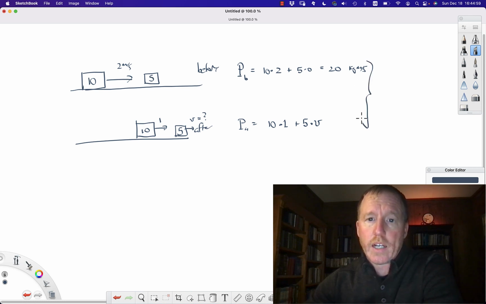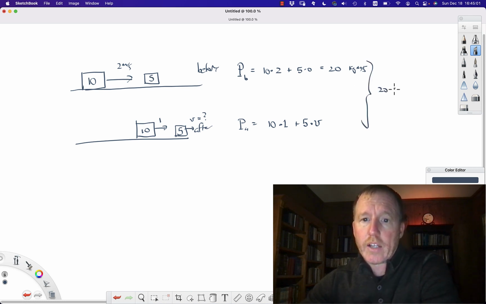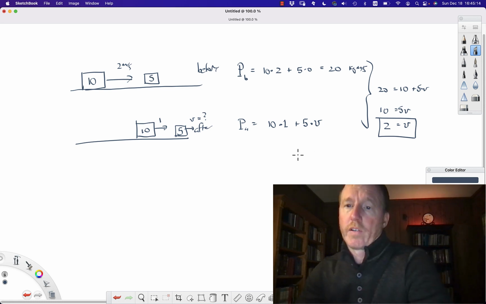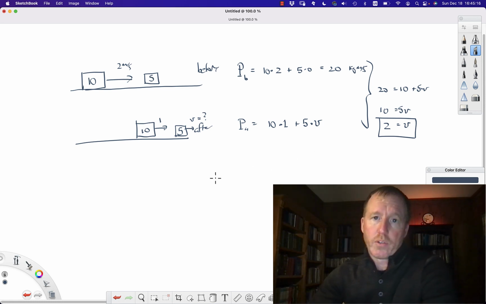So when we do that, we can say that 20 has to be equal to 10 plus 5v, or 10 equals 5v, or in other words, v is equal to 2. So we've just found the velocity of the 5 kilogram mass after the collision by using the principle of conservation of momentum. The second problem that we're asked is what is the kinetic energy before and after the collision, and is it conserved?